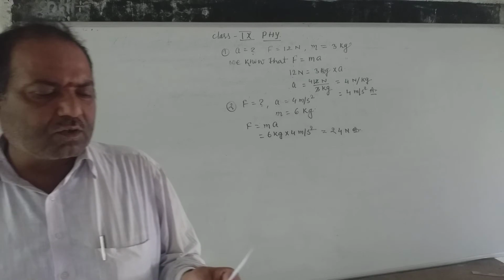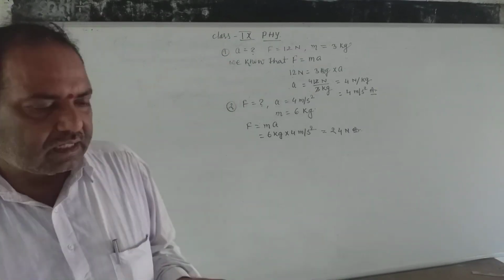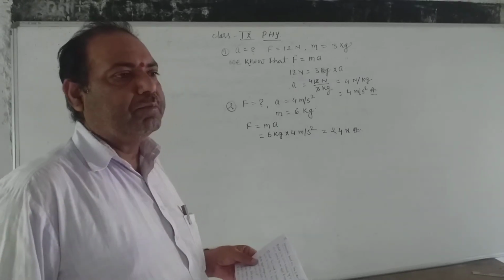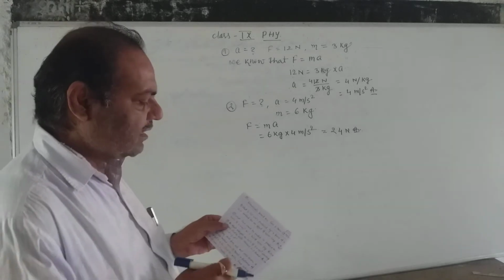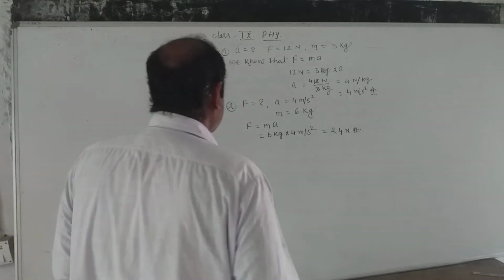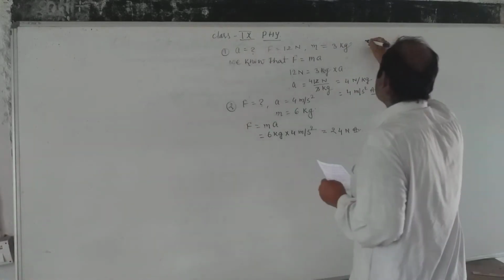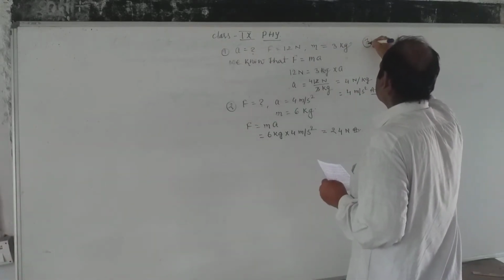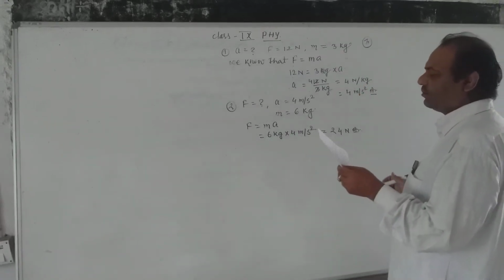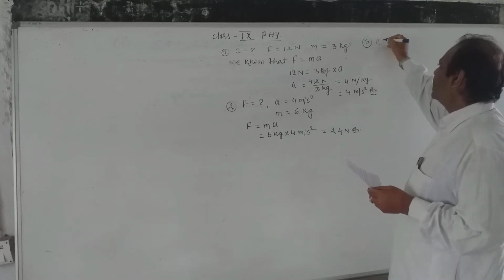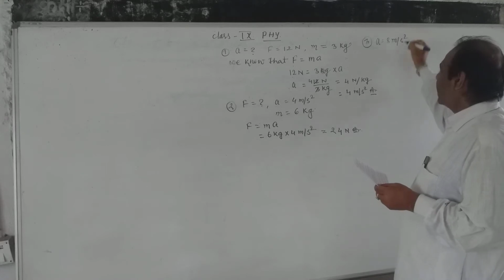An object undergoes an acceleration of 8 meter per second square. Now, the unit meter per second square is acceleration. So, acceleration is given in this question number 3. Question number 3, an object undergoes an acceleration of 8 meter per second square. A is equal to 8 meter per second square.